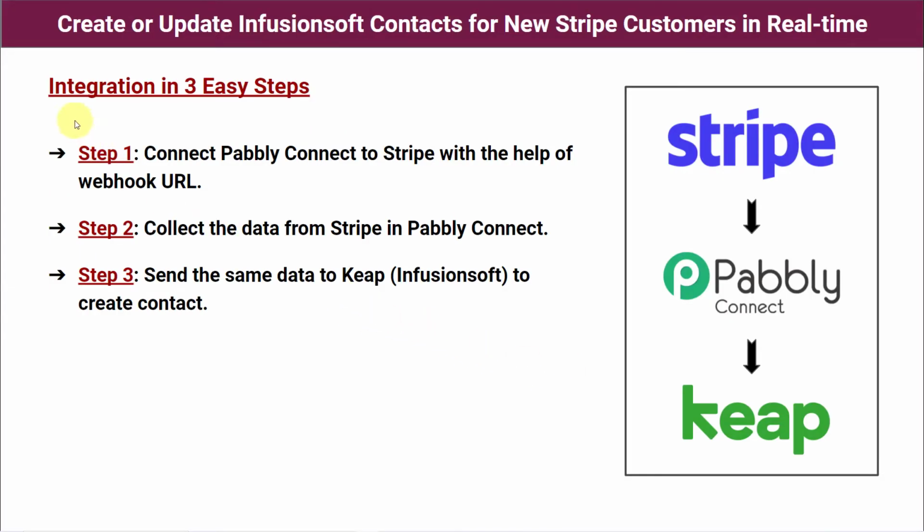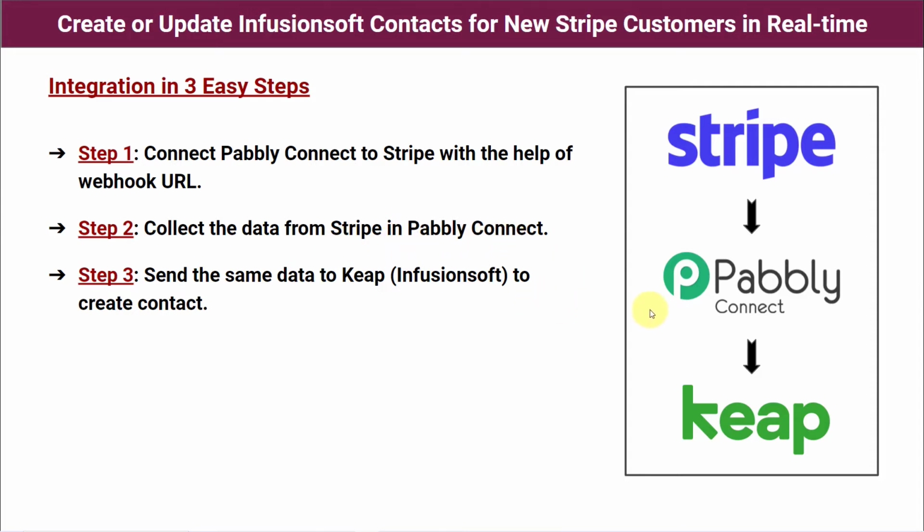So guys, these are the 3 easy steps by which you can also make this integration or automation between Stripe and Keap. Okay, so step 1 is connect Pabbly Connect to Stripe with the help of webhook URL. So first of all, we are going to open Pabbly Connect and connect our Stripe application with Pabbly Connect. And step 2 is collect the data from Stripe in Pabbly Connect.